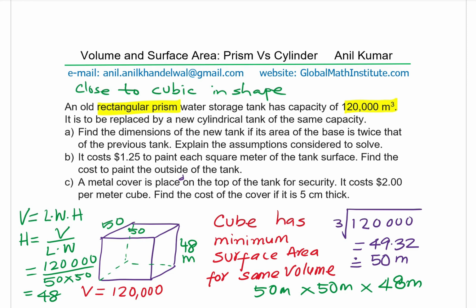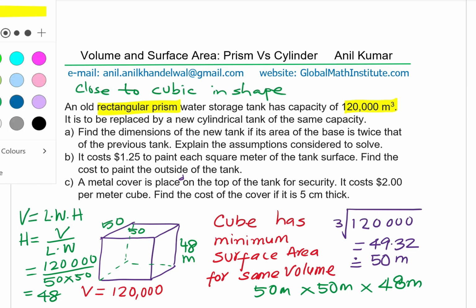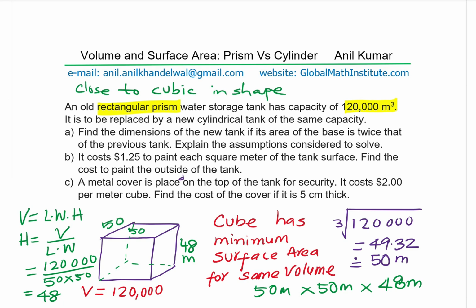Now this is a very important part, since in the question it is mentioned very clearly that we need to do the assumptions. It says find the dimensions of the new tank if its area of the base is twice that of the previous tank. Explain the assumptions considered to solve, right? So that is the important part. Whenever you do a question, there could be possibilities of different answers. So we are trying to explain the assumptions to solve such questions. It is kind of an open question for you.